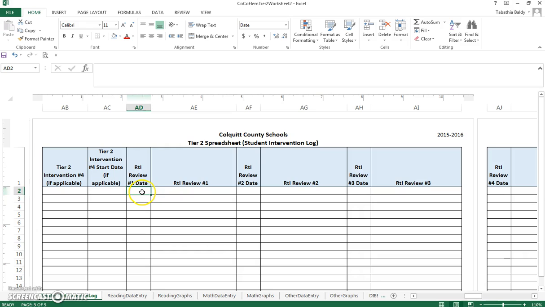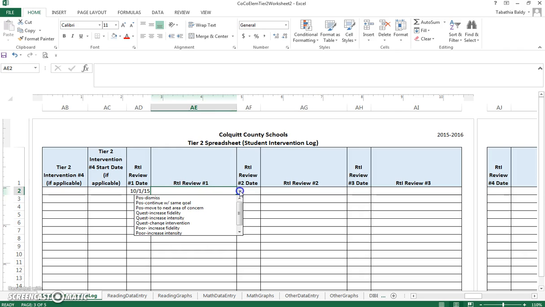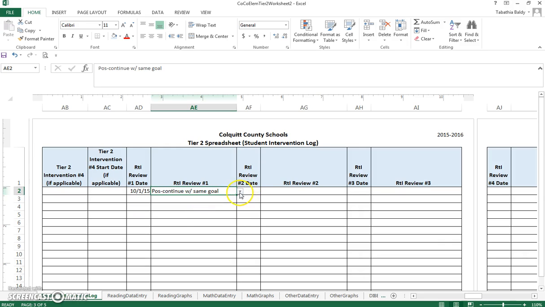So the first time that we reviewed Ima's data was after she'd been participating in the intervention for 6 weeks, so that was around October 15th, and we determined at that time that she was progressing nicely and she was having a positive response, but she hadn't quite met her goal. She wasn't meeting grade level expectations yet. So we're going to determine she has a positive response. She should continue with the same goal. For James and Susie, you would select something different.